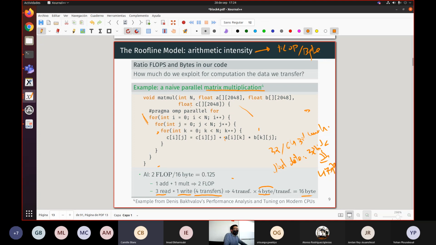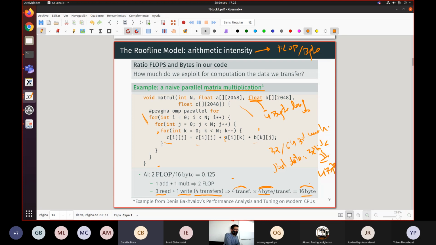It is not the number of data. It is the size of the data type, sorry. So we have floats here, and floats are 4 bytes long. So each float means 4 bytes of data we're moving. Since we are moving 4 data because we have 3 reads and 1 write, we are reading 3 times from memory and writing 1 time in memory. In the end, we are transferring 4 data, and each transfer is 4 bytes. So that means we are moving 16 bytes.